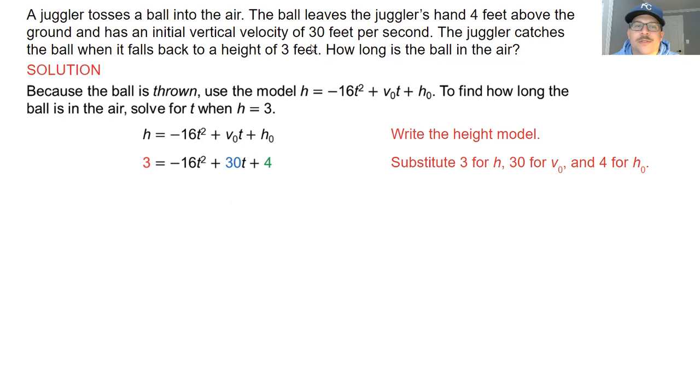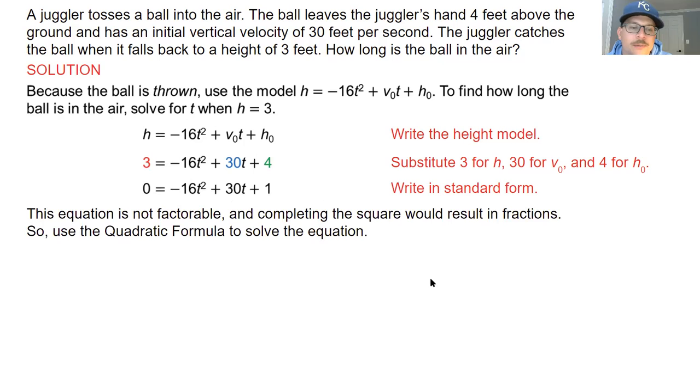We know that it was 30 feet per second, so that number is going in our B position, and the starting height is 4 feet above the ground, so we're going to plug in 4 into our C. We're going to rewrite this in standard form, so let's move our +3 over to the right. Subtracting 4 minus 3 is 1.